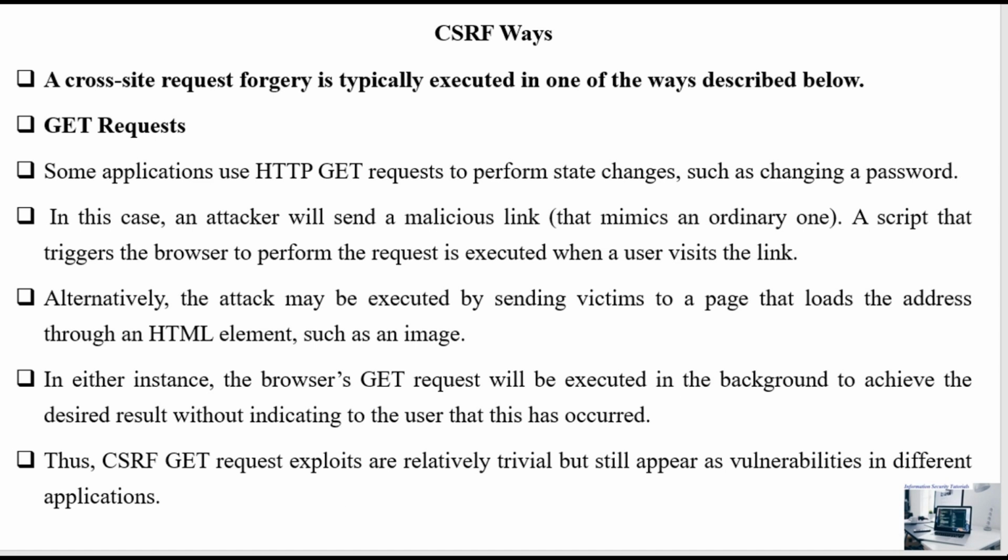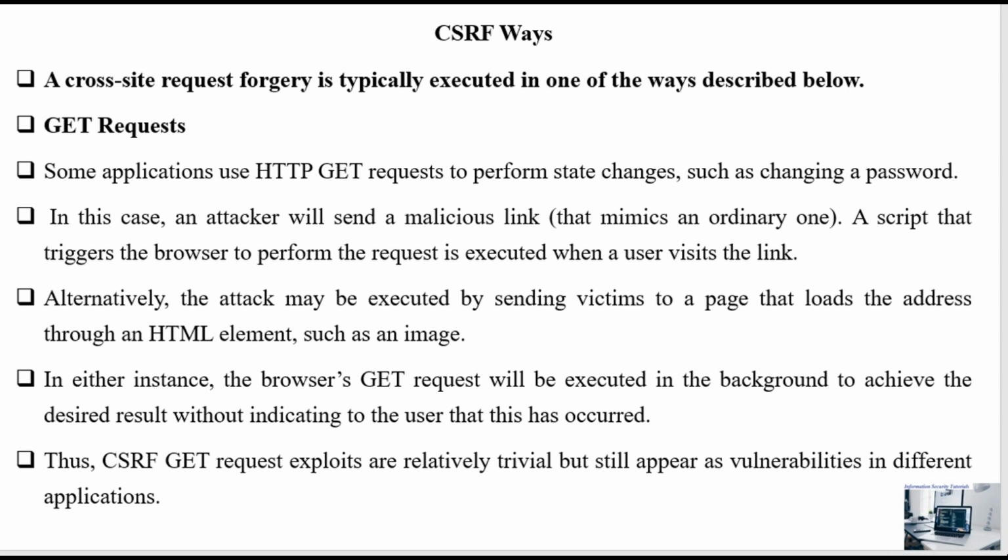A cross-site request forgery is executed in one of the ways described below. The first way, using GET requests. As we know, some applications use HTTP GET requests to perform state changes, such as changing a password. In such cases, an attacker will send a malicious link that looks exactly like the original link. A script that triggers the browser to perform the request is executed when a user visits the link.